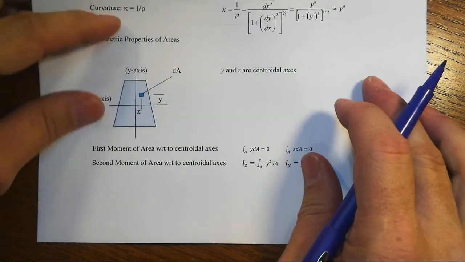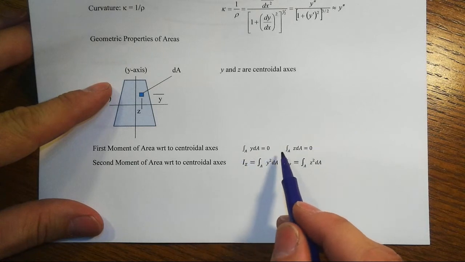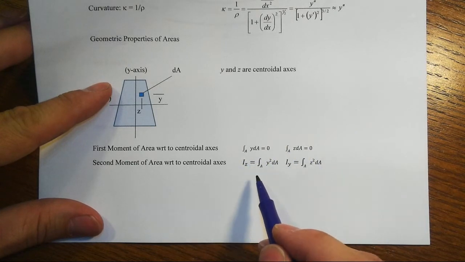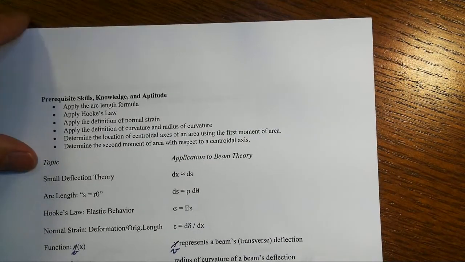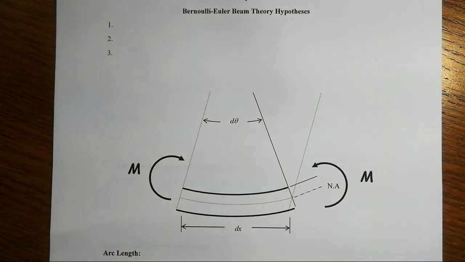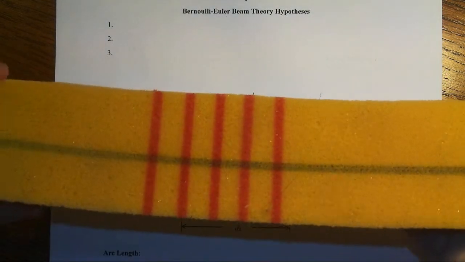And then down here below, have at hand how we find centroids, first moments of area, and how we find second moments of area, the so-called moment of inertia. You have to have all that at hand as we get into this model about stresses and the moments that are causing those stresses.